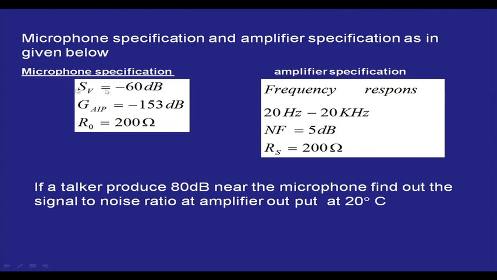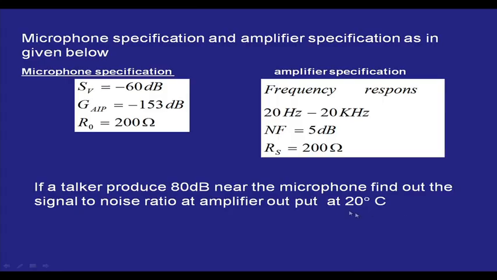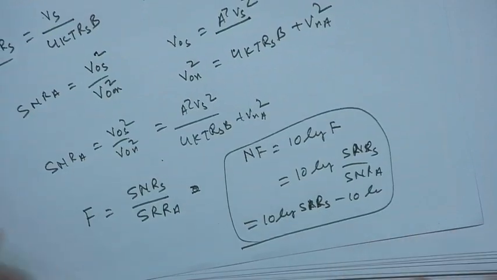I have a problem: I have given a microphone and an amplifier specification. If a talker produces 80 dB near the microphone, find out the signal to noise ratio at the amplifier output at 20 degrees centigrade in dB. So use this equation and find out the amplifier output. Okay. Thank you.